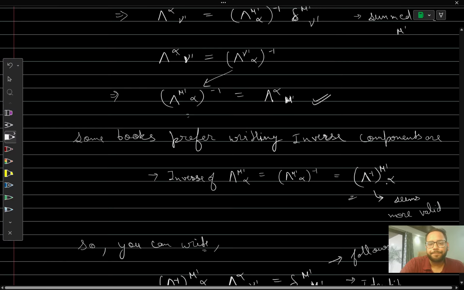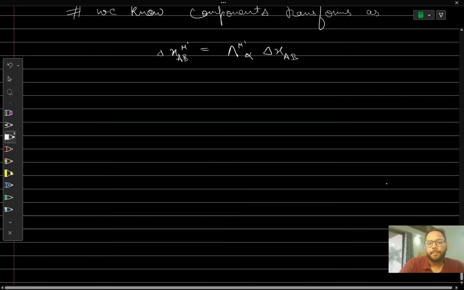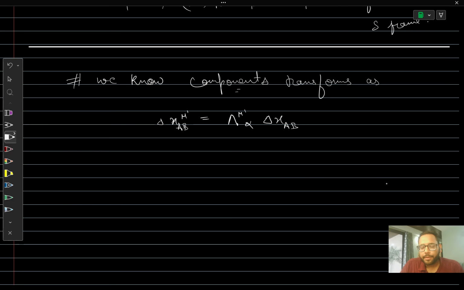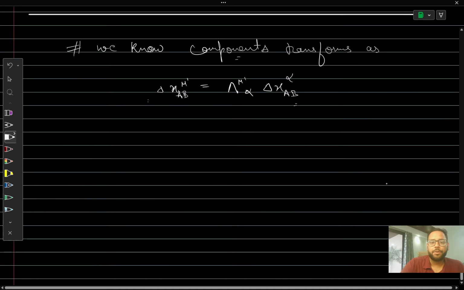These are components, not a vector. Vectors do not transform. So this is the thing, and we have the upper indices here. So you see, this is a contravariant vector. This is a contravariant component.